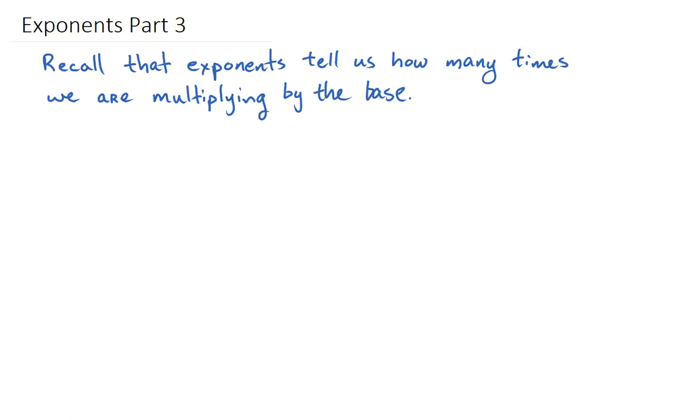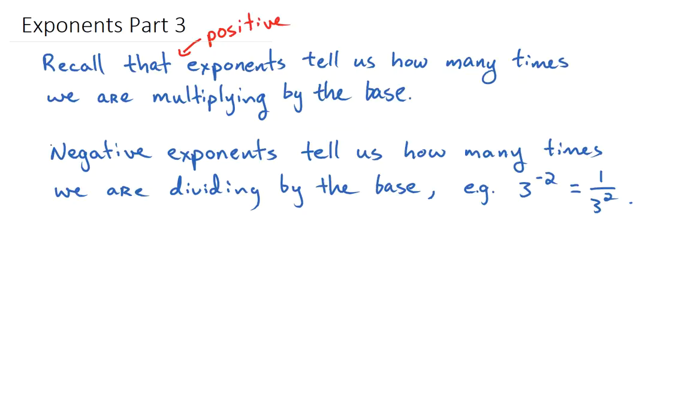First of all, this statement that exponents tell us how many times we are multiplying by the base, we can now see that this isn't completely accurate. We've been slightly lied to, because the truth is that positive exponents tell us how many times we're multiplying by the base. Negative exponents actually tell us how many times we're dividing by the base. For example, 3 to the negative 2 is actually 1 divided by 3 squared, or 1 over 3 squared.